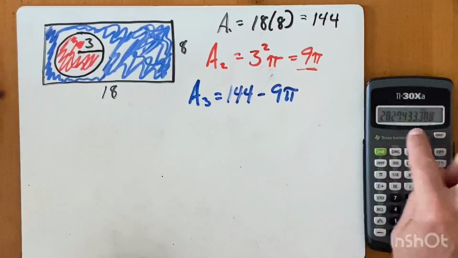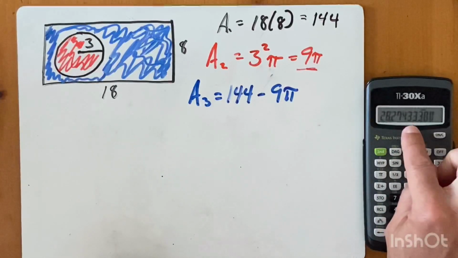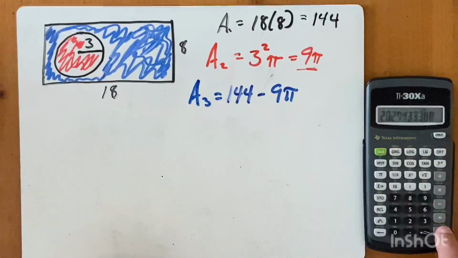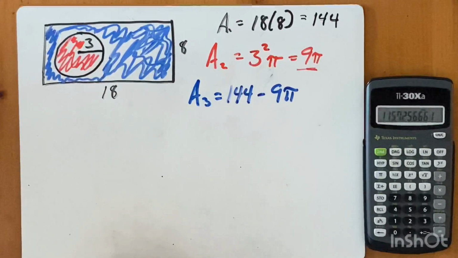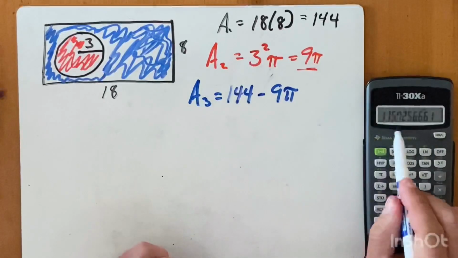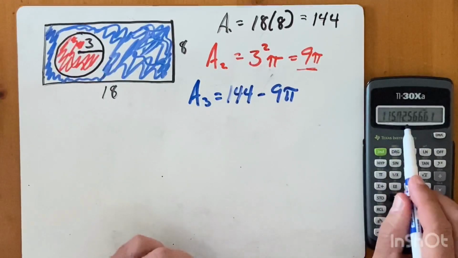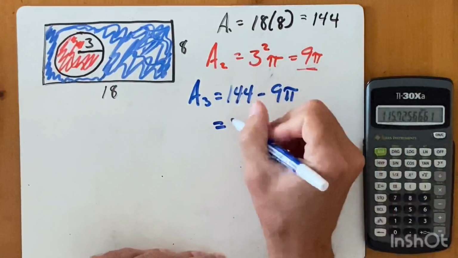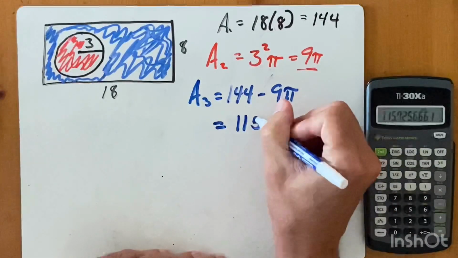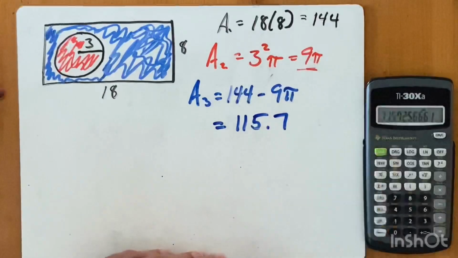And so that's what 9 pi is equal to right there. That's the area of my circle. And then when I hit equals, it'll subtract that number from the original 144. And we are left with 115.72. They want it rounded to the nearest 10th place, so that means our final answer should have been 115.7.